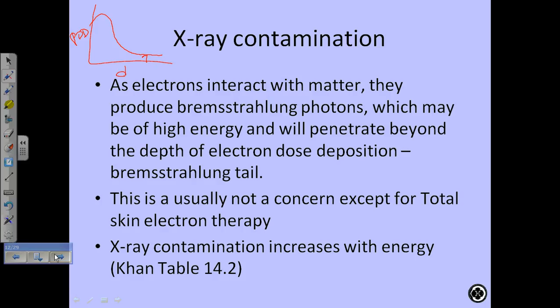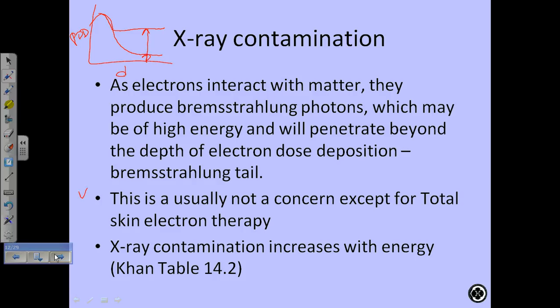What would be the concern if this was a lot higher? Why would that be a concern? Say we just changed physics for a second, and that's our bremsstrahlung tail. Why is that a concern? Because we're treating a superficial tumor and the X-rays are penetrating. But since it's only around 2%, we're not that worried about it.